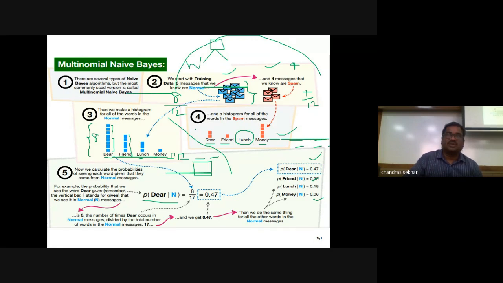And if it is normal, I assume, dear, how many times did it occur? Sometimes some words, like lunch, is 0. Okay, we will ignore that. So like that, for each word we will compute the probability, and whichever is higher, we will assign the class.